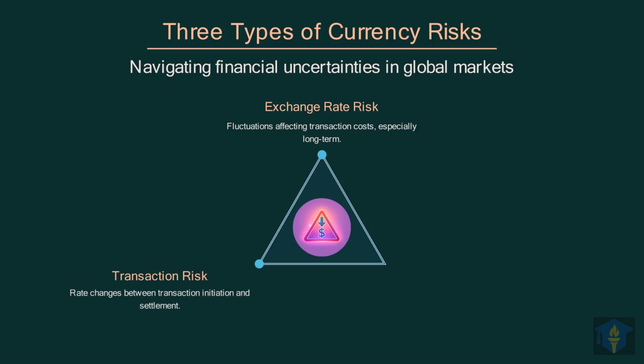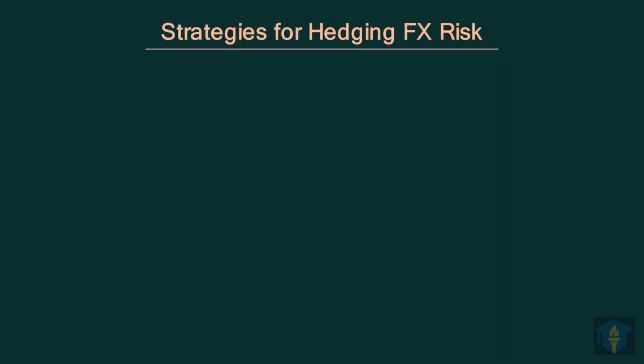This risk arises from rate changes between when a transaction begins and when it settles. Finally, translation risk affects how companies report their international financial results. Currency shifts can significantly impact the value of foreign subsidiary financial statements when converted. Now, let's explore various strategies for hedging foreign exchange risk to protect your international investments.